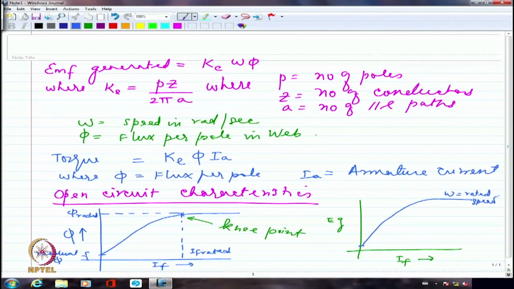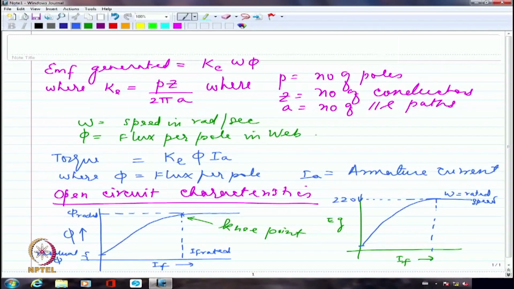Right? I am operating this at rated speed. So if it is a 220 volts machine, when I am applying the rated value of field current, which corresponds to rated flux, I will get 220 volts as the value of voltage. So this is going to be the rated voltage. I'm talking about 220 volts as the rated voltage in this particular case. So when I am running the machine at rated speed with rated field current applied, I will get the voltage which is supposed to be the rated voltage of the machine.